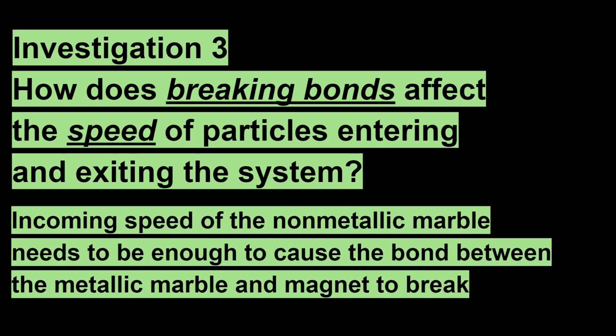So to summarize that third investigation involving the simulation, how does breaking bonds affect the speed of particles entering and exiting the system? The incoming speed of the non-metallic marble, called particle A in our simulation, needs to be enough to cause the bond between the metallic marble and the magnet to break. So to connect that to the breaking of chemical bonds, one needs to have enough thermal energy for a chemical reaction to occur, enough thermal energy to break the existing chemical bonds.